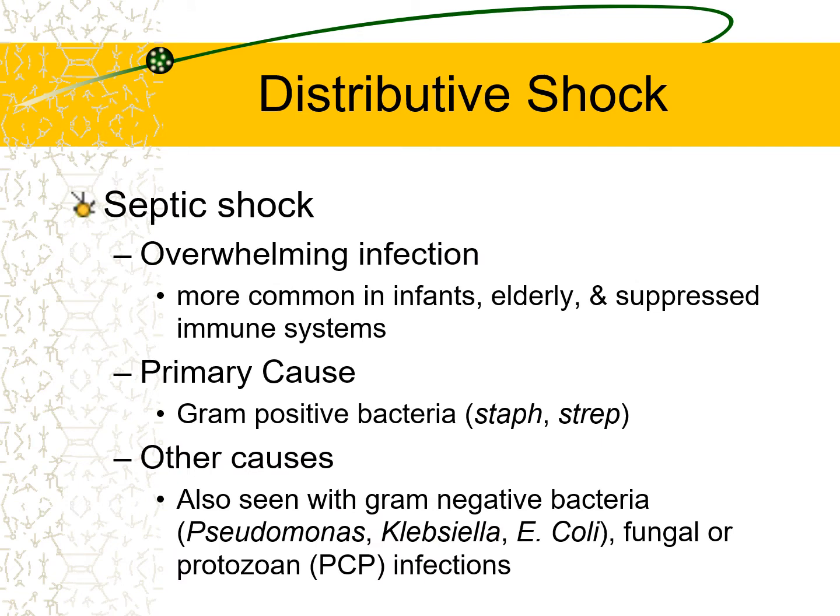Septic shock is an overwhelming infection. It's more common in infants and elderly and any patient population with a suppressed immune system. The primary cause of septic shock is gram-positive bacteria, such as staph and strep. But we can also see other causes, including gram-negative bacteria, such as E. coli, Pseudomonas, and Klebsiella. We can even have fungal or protozoan infections that lead to septic shock.